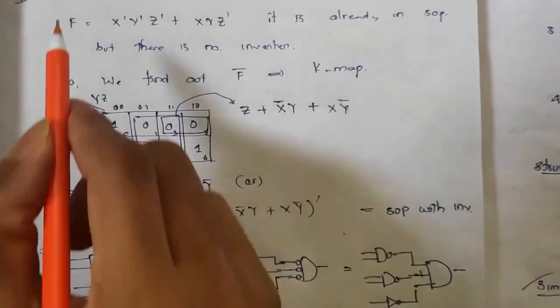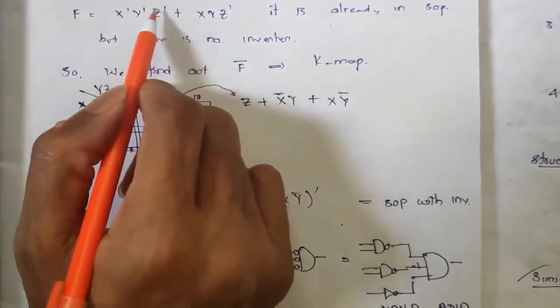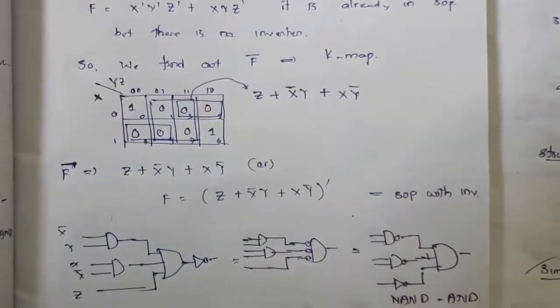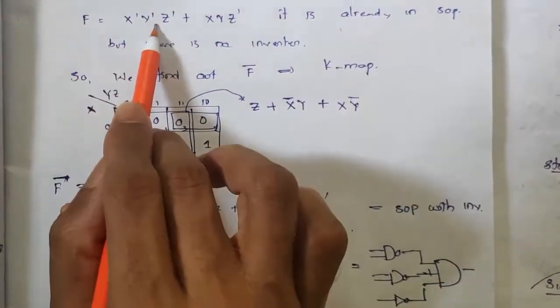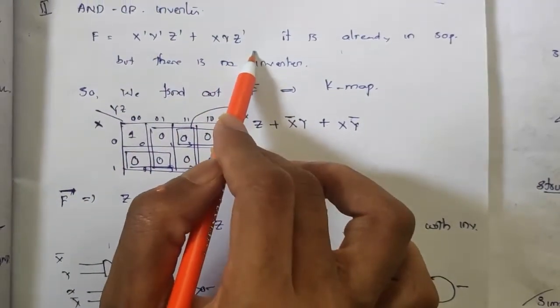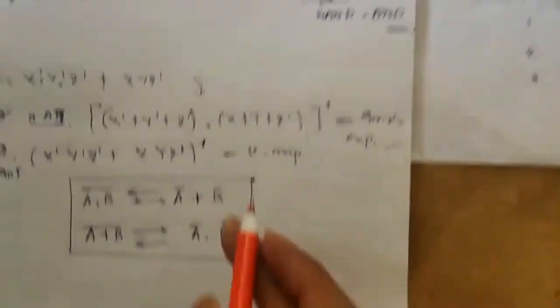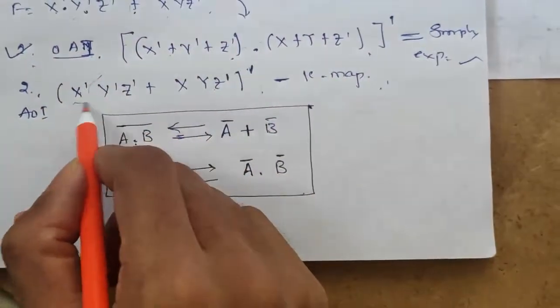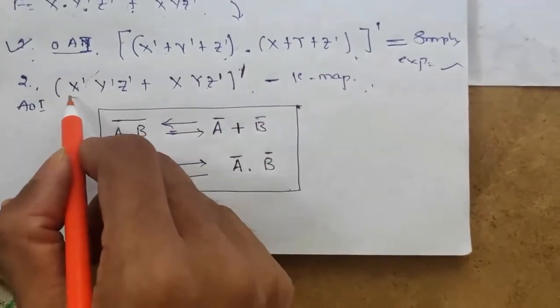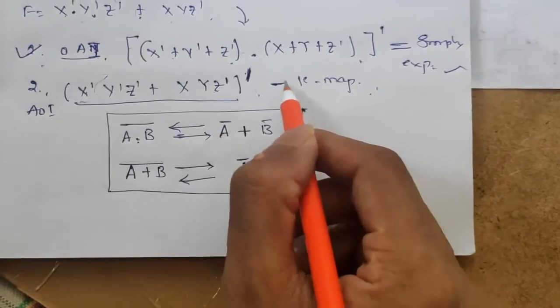Next technique is called AND-OR-Inverter. I said for this technique you have to use K-map. It will be simple because the given function is already in SOP form, that means sum of products only. But there is no inverter, and our equation needs an inverter, but they gave only this. So we need an inverter. For that we are making a K-map. So how do we get that logic?